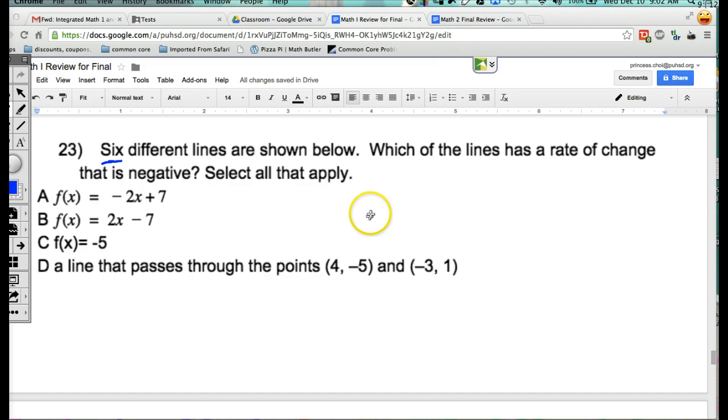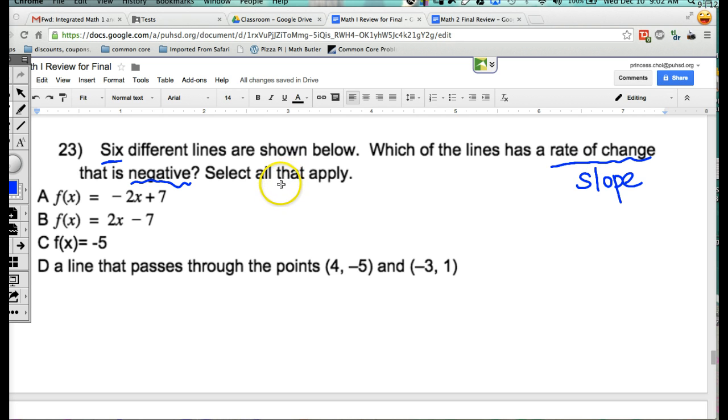And this question is very easy. It says which of the lines has a rate of change that is negative, okay? Just so you know, just in case you don't understand what rate of change means, that means slope, okay? So in other words, this question is asking you, what is the slope? And once you find the slope, is it negative? Because that's what it's looking for. And again, I keep telling you, whenever it says select all that apply, it means that there's more than one correct answer.